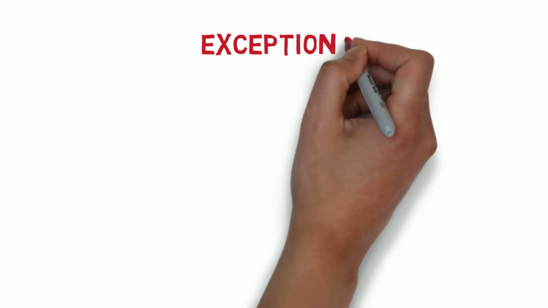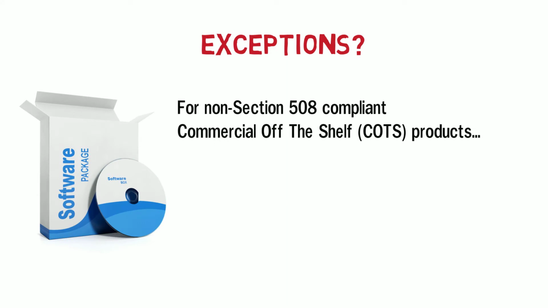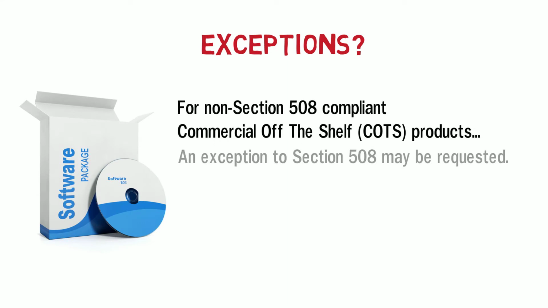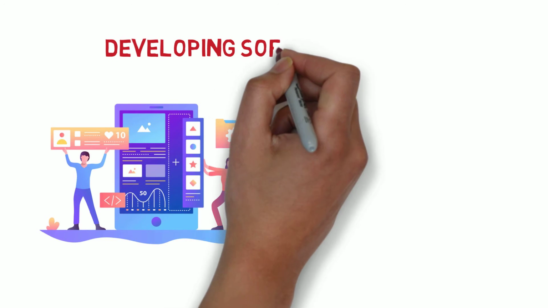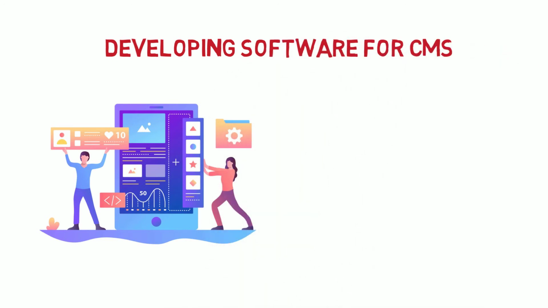If the rating is non-compliant to Section 508 and the software is a commercial off-the-shelf product, an exception to Section 508 may be requested. Otherwise, the software or application must be remediated for Section 508 compliance. If the software is being developed specifically for use at CMS, here is what you need to know.